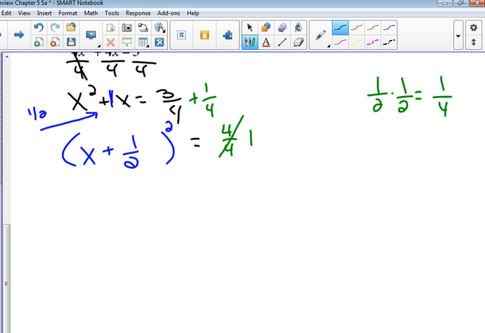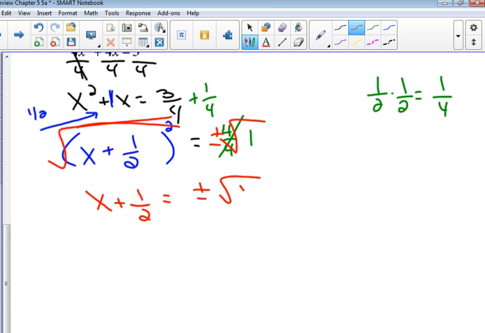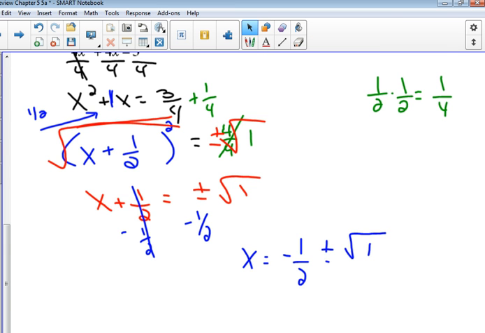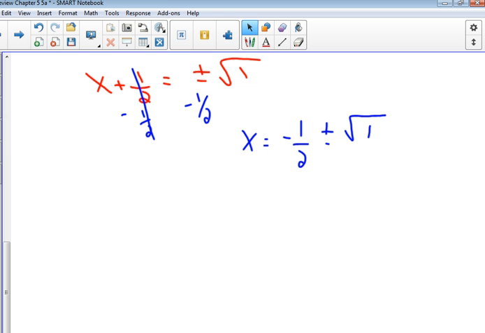To get x by itself, we need to take the square root and get rid of this square. Make sure you put your plus and minus. So we get x plus 1/2 equals plus or minus radical 1. And then you want to move that 1/2 over by subtraction. Really close. One more thing you can do here. What do you guys do with the square root of 1? It's just 1. It's a perfect square. You guys are going to get 2 roots. We can actually solve this more.